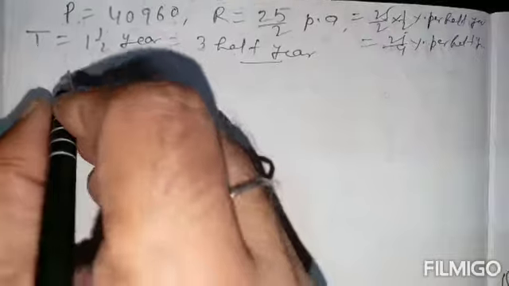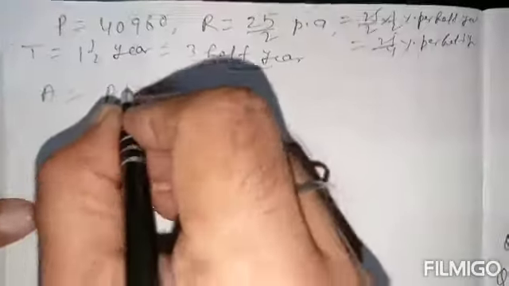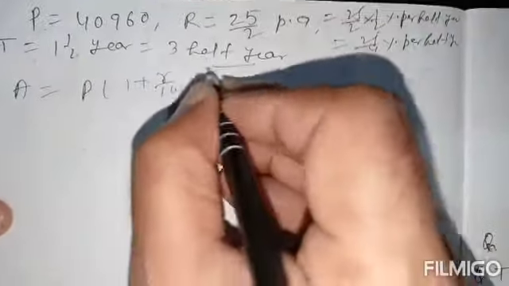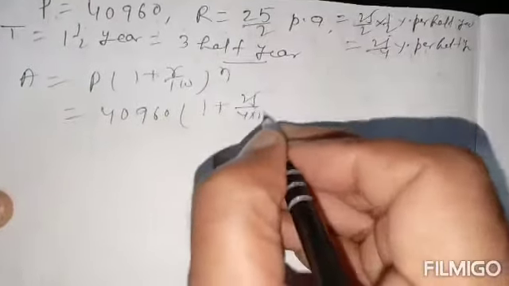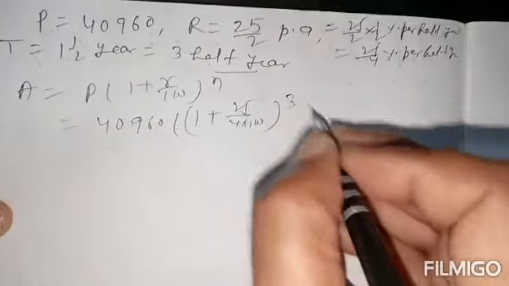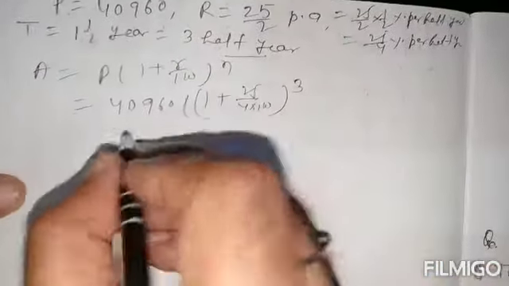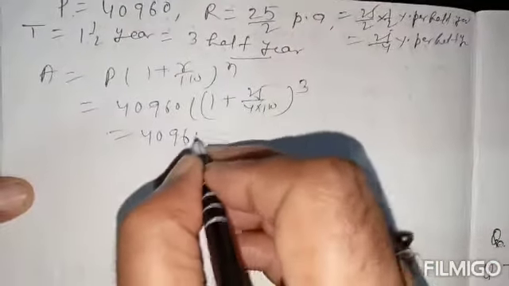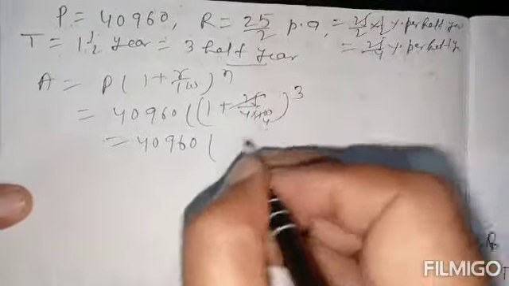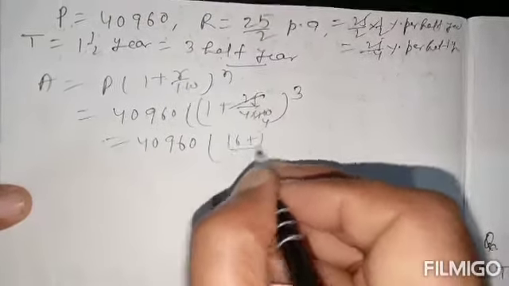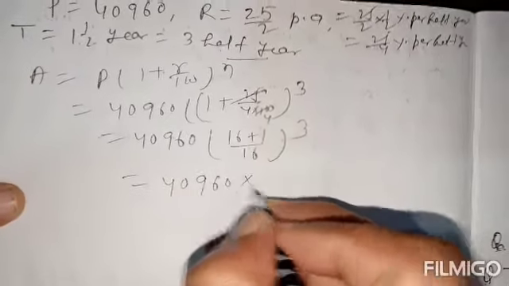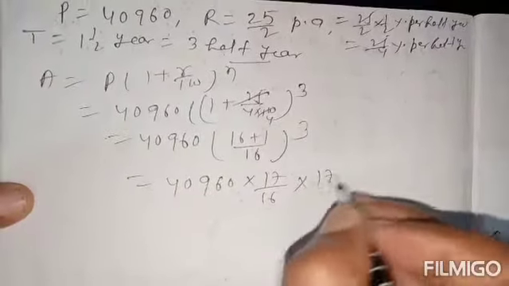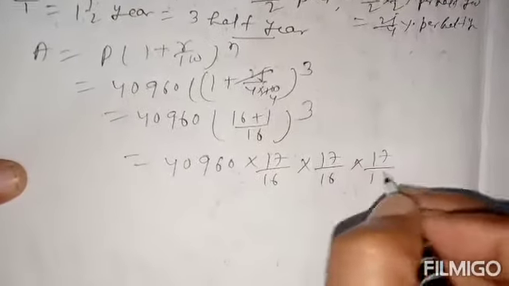Now amount is equal to P times (1 plus R by 100) to the power time. So principal is 40,960 times (1 plus 25/4 by 100) to the power 3 half years. So 40,960 times (1 plus 1 by 16) cubed, which means 40,960 into 17 by 16 into 17 by 16 into 17 by 16.